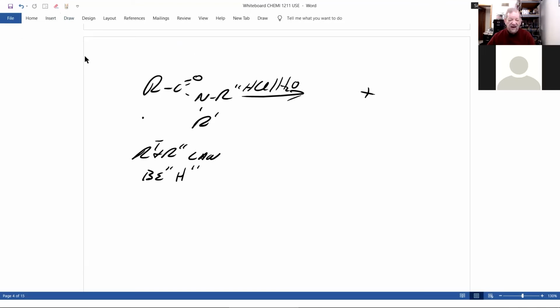And what do you get? You add acid. So first of all, you get the carboxylic acid you would have used to make that amide, plus the amine you would have gotten immediately reacts with the acid to make this amine salt.